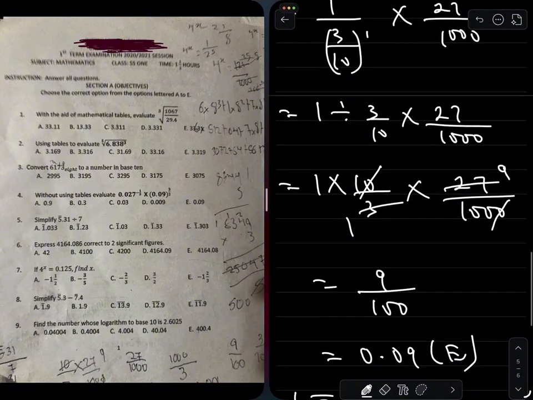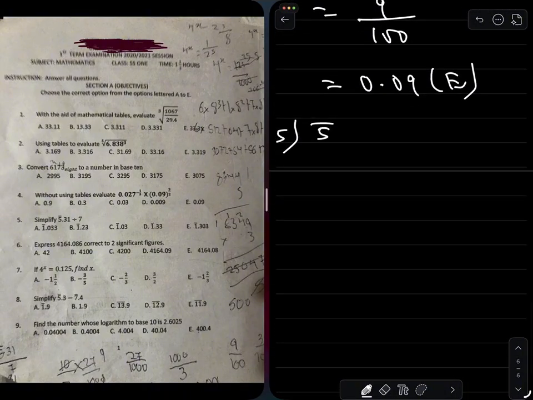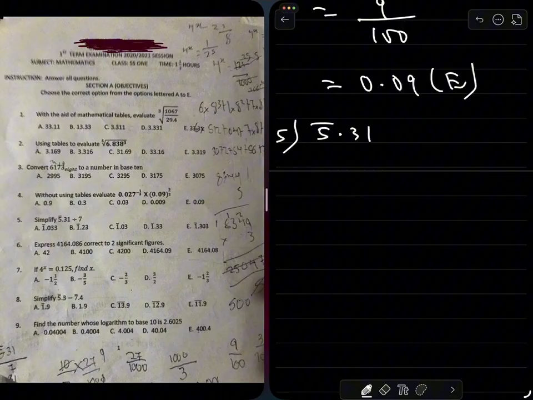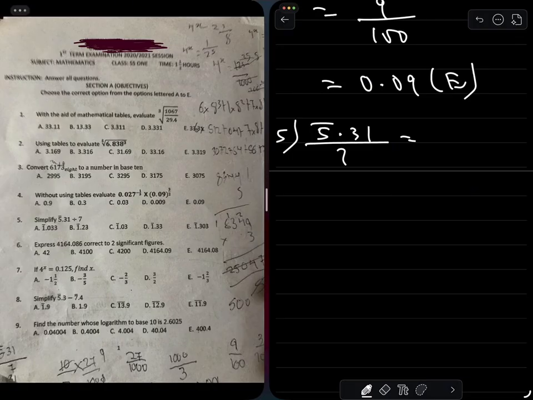Read question 5 quickly. Simplify bar 5.31 divided by 7. I hope you still remember this. How do we adjust bar 5.31 so that it will be divisible by 7? We don't need to do the number line. Just tell me the answer. That's bar 7 plus 2. Beautiful.